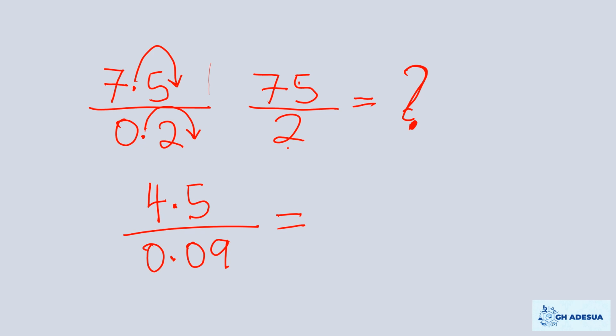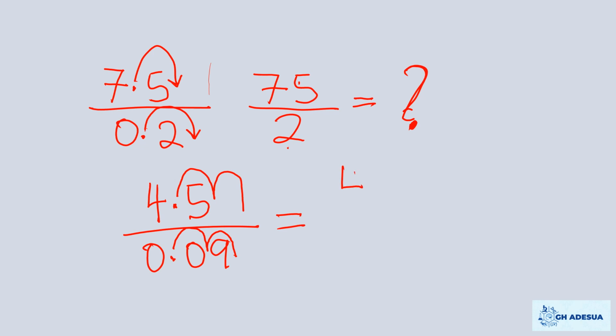Good. Because the denominator has two decimal places, in dividing this, you would move two decimal places. The highest number of decimal places is what you are going to use. So for 0.09, you are going to move 2 steps. For 4.5, you are going to move 2 steps. Is that okay? So that both the top and the bottom have been treated the same way.